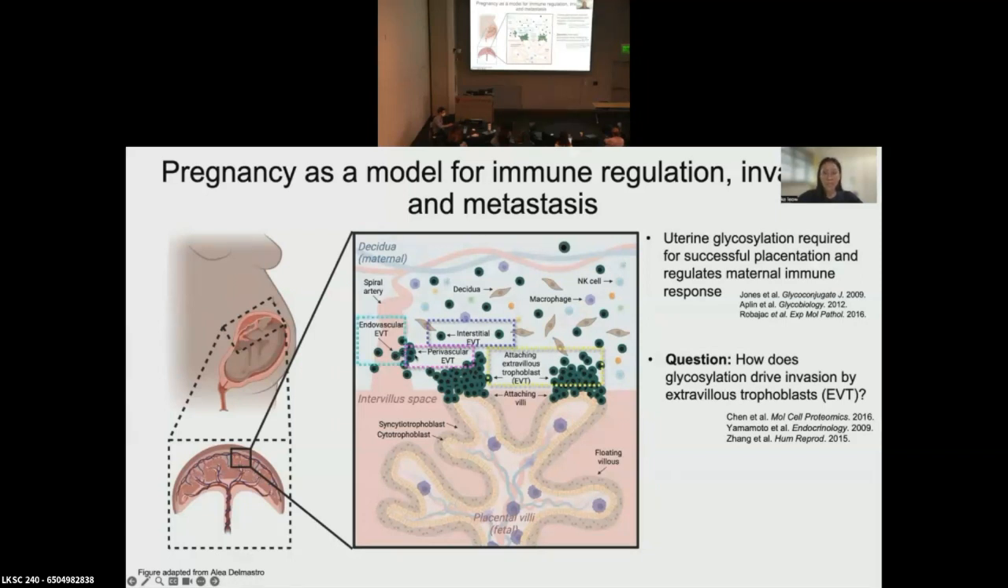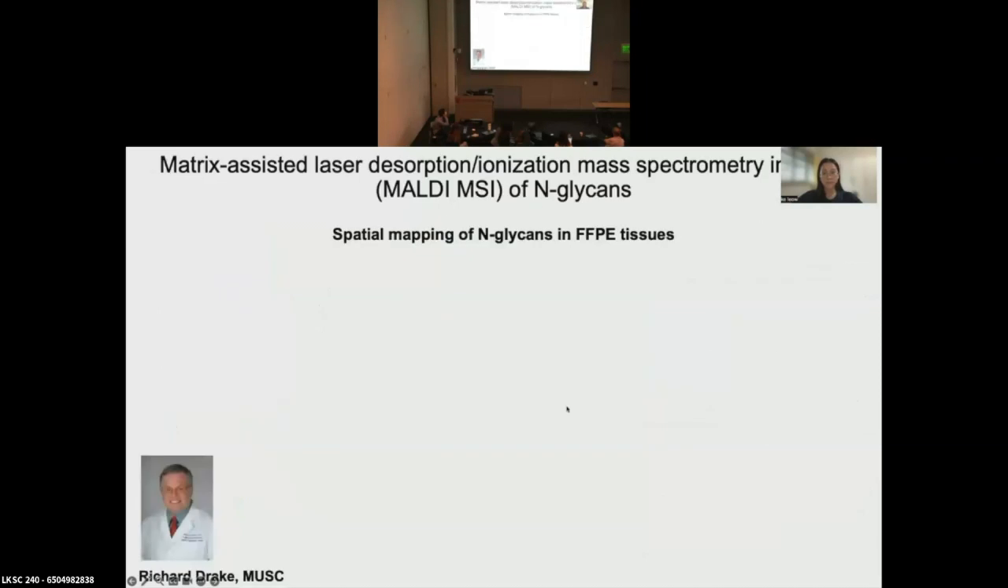We hypothesized that each of these subtypes could carry a distinct profile of N-glycans, and we would like to leverage our imaging capabilities to understand the spatial profile of N-glycans in each of these microenvironments and therefore infer the role of glycosylation in this invasive process. So the key imaging technique that we use is multi-glycan imaging that was developed by Dr.